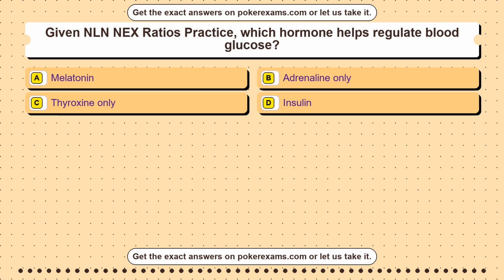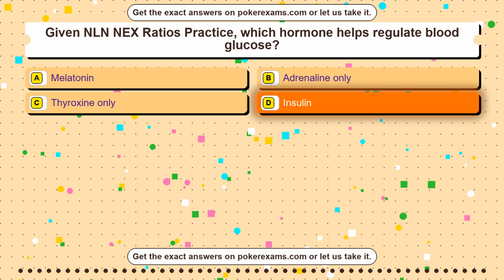Question 38. Given GED Prep 2026, how should 0.25 be written as a fraction? Option A, 1/2. Option B, 2/5. Option C, 25/10. Option D, 1/4. The correct answer is option D.